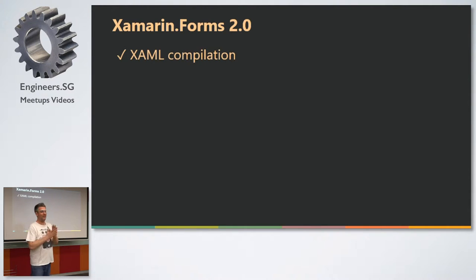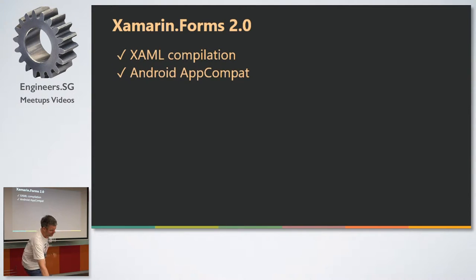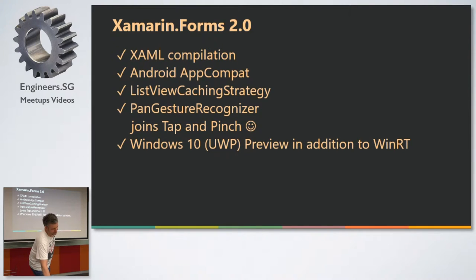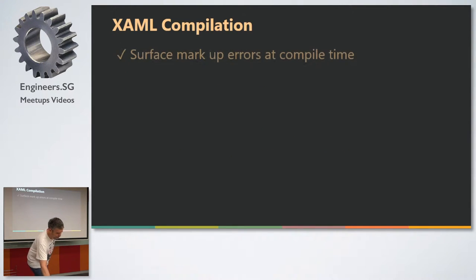Let's continue. Now let's go to Xamarin Forms 2.0. XAML compilation, which I'll get into in detail later. Android app compat, which is cool, but that's about it. List view caching strategy and pan gesture recognizer. And UWP preview. So compilation.